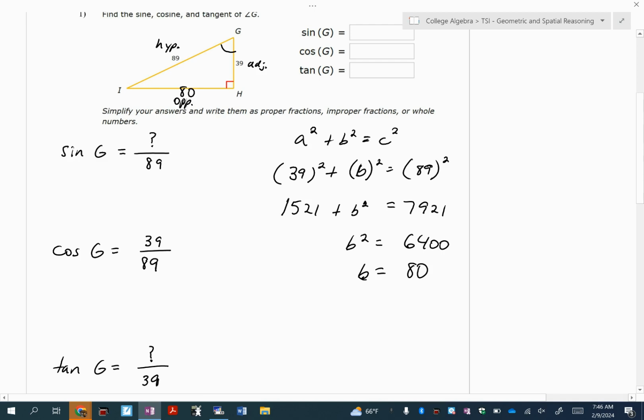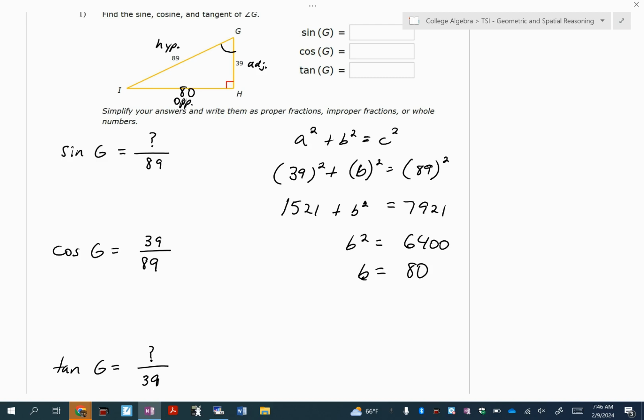Oh, so I was right. So I moved this 1521 over here with subtraction. So I did 7921 minus 1521, which gave me 6400. So do you see how it says B squared? To go to just B, I was told to take the square root. So the square root of 6400 is 80.